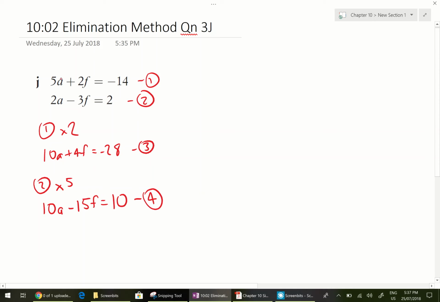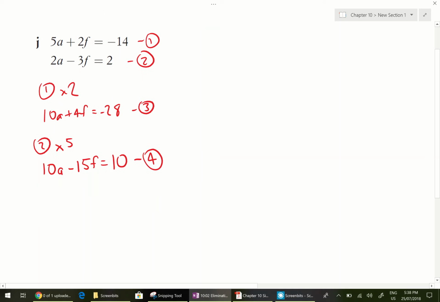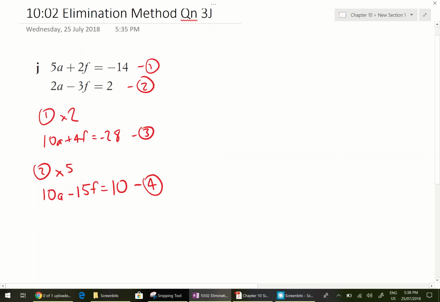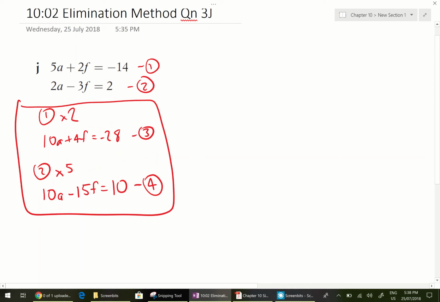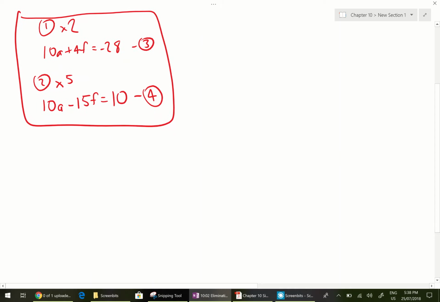Again, I've looked for a number that I can turn both of those into. I can turn 5 and 2 into a common number, being 10. Now I can subtract them. 10a minus 10a, they're going to cancel out. So I don't even have to really look at my question anymore, because we've really made our own question here. What I'll do is I'll take those equations, then I'll write them nice and neat underneath each other. 10a plus 4f equals negative 28, and 10a minus 15f equals 10. They were equations 3 and 4.